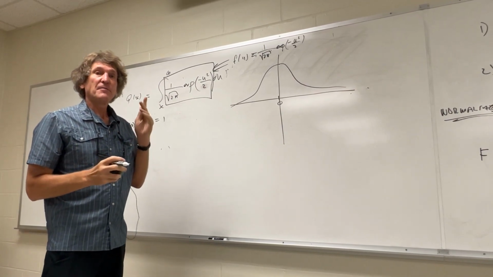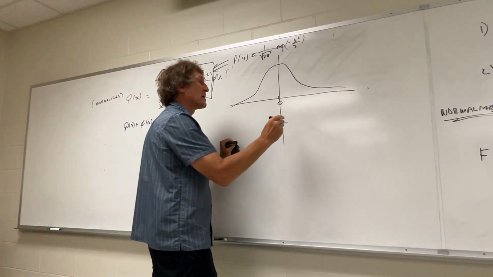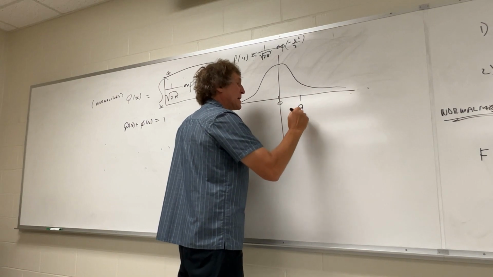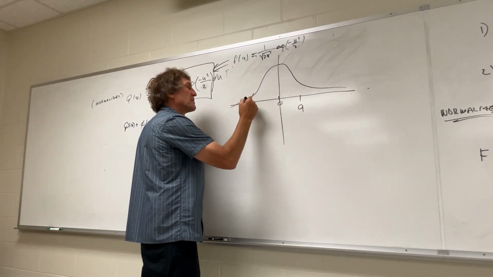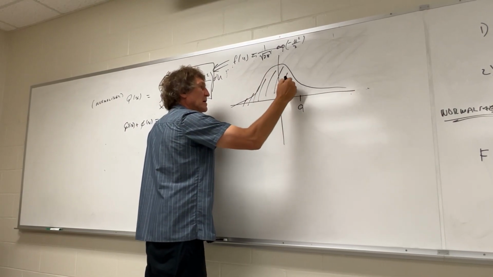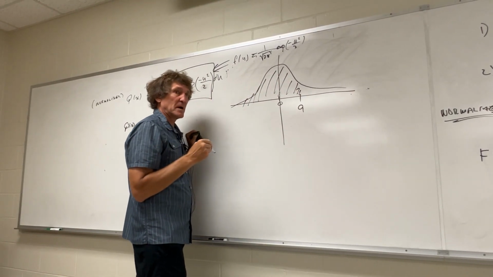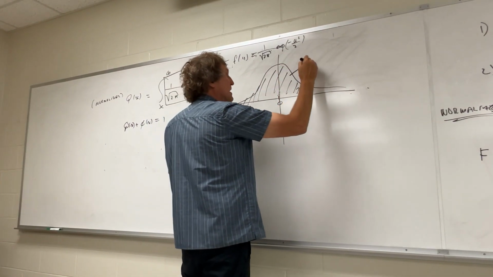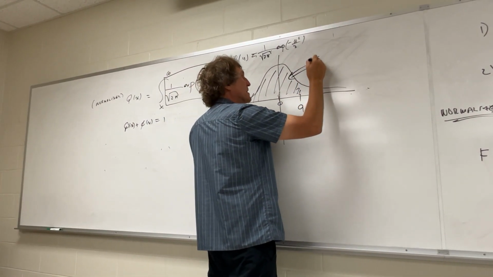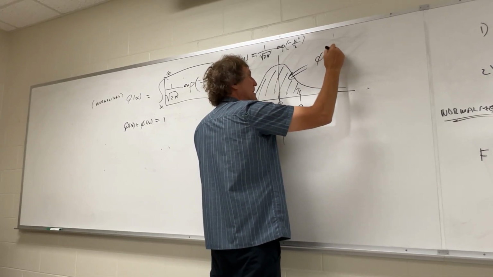Now, if you pick any value here, just call it A. If you wanted the probability of the event occurring for all values from minus infinity to A, it's this area, right? This area right here is just going to be the characteristic function evaluated at A.